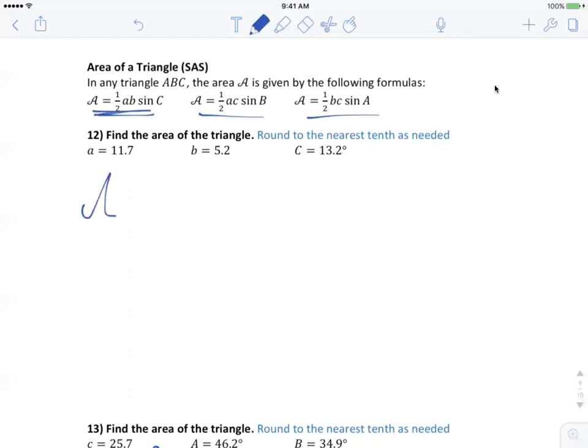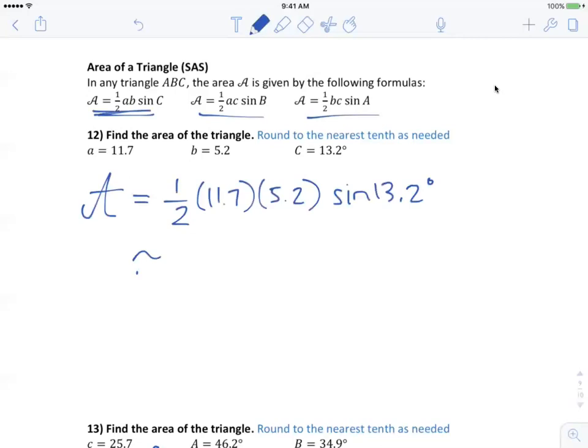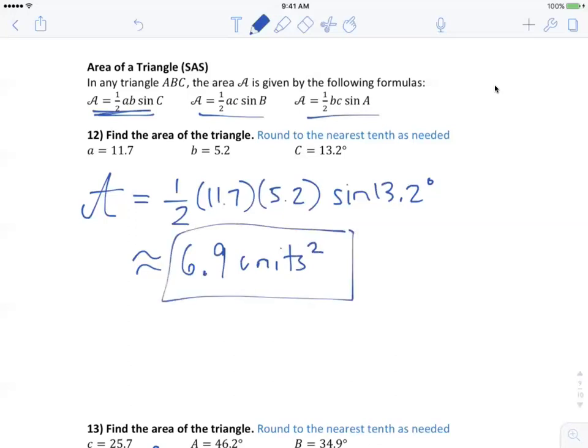It's a pretty simple formula to use. It's a little cursive A, so it's not confused with the angle A. We have 1/2 times 11.7 times 5.2 times the sine of 13.2 degrees. When I put it in my calculator, I just put 0.5 for the half and then calculate that out. That's 6.9 units squared because it's area. So whatever the units are, it's square units. If these were in feet, it's square feet, etc. Okay, so that's pretty straightforward.